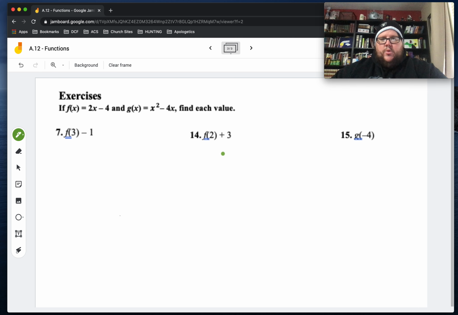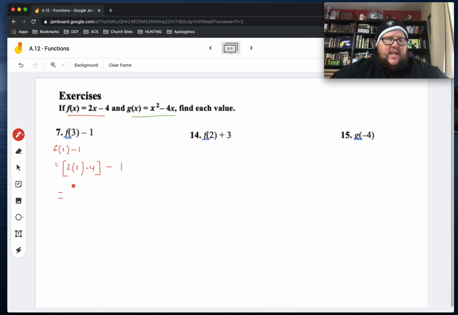And then I'm going to do one of these. So remember, our f of x is 2x minus 4, and our g of x is x squared minus 4x. So I want f of 3 minus 1. So this is going to be f of 3 minus 1 equals. So f of 3 is 2 times 3 minus 4, and then that minus 1.